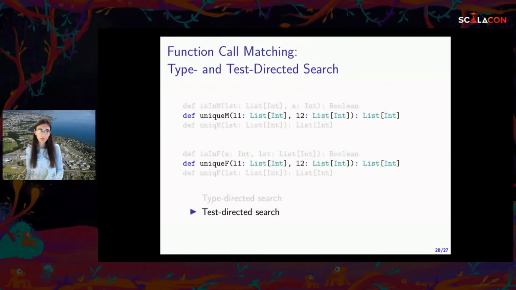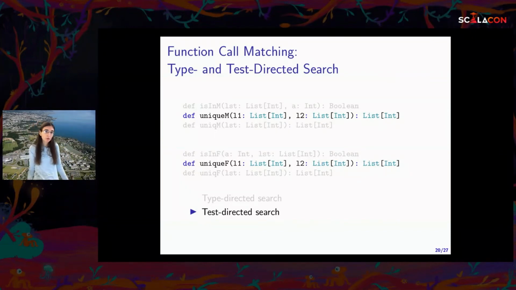There could be examples where there are multiple possible candidates where types match, and then it's not very clear what to do. So for example, here, unique F and unique M, assumingly this is the only way that we can match them, right? There is this one pair, but there are actually two ways. One way would be to say that unique F of L1, L2 is the same as unique M of L2, L1, and the other would be to keep the argument order.